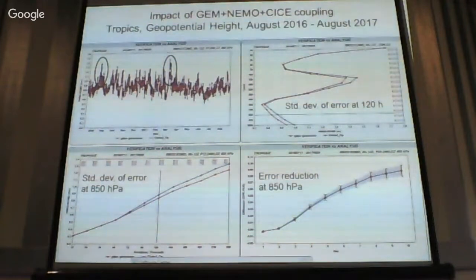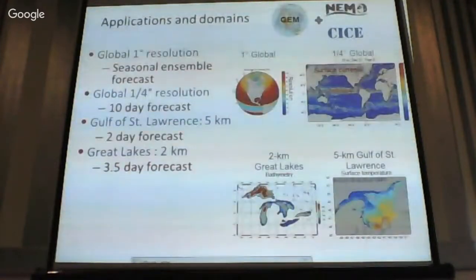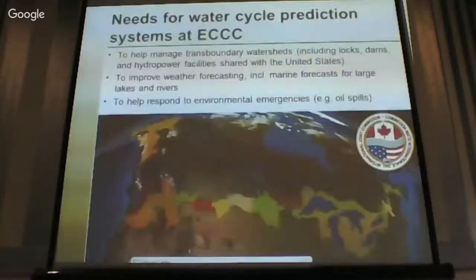Next slide. So the configuration I presented is this one, the 1/4 degree global configuration of NEMO. We have a 1 degree global configuration that is used for seasonal ensemble forecasting as well, so also two-way coupled to GEM. And then we have these regional domains over the Gulf of St. Lawrence and the Great Lakes. So I'll be talking now about this specific domain from which I showed the forecast before.